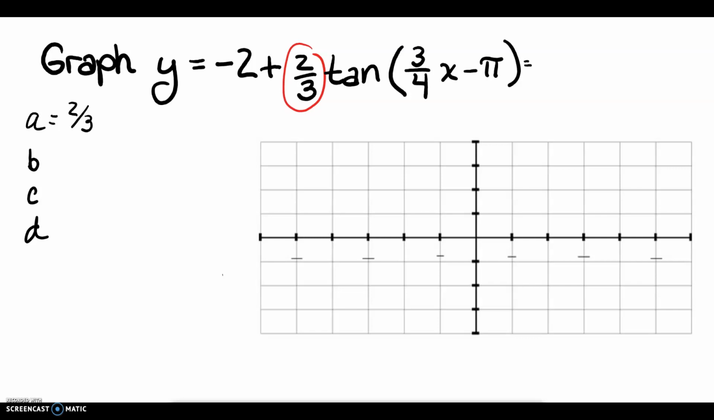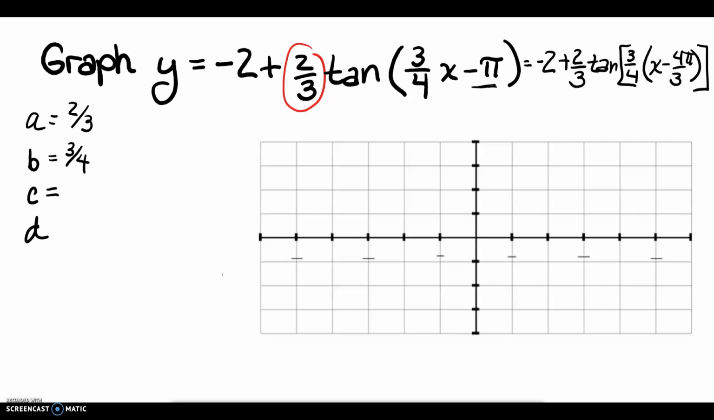It hasn't been factored out, so maybe we should go ahead and rewrite this as 3/4 times (x minus 4/3 pi). If I distribute that 3/4 across, I get that negative pi that you see right here. All right, so my B value is going to be 3/4. My C value is going to be -2, so we're moving our graph down. And our D value, or our phase shift, is going to be 4 pi over 3.